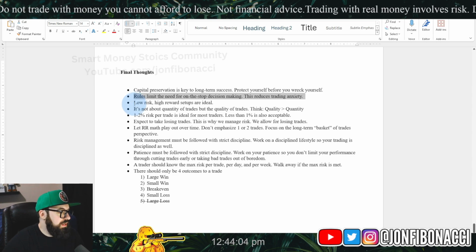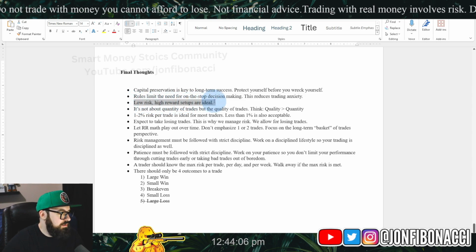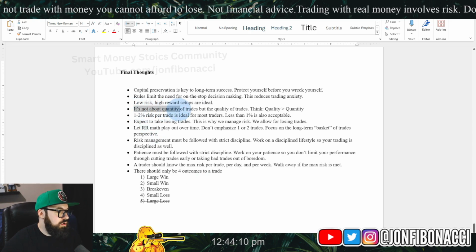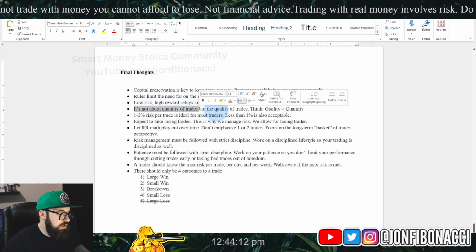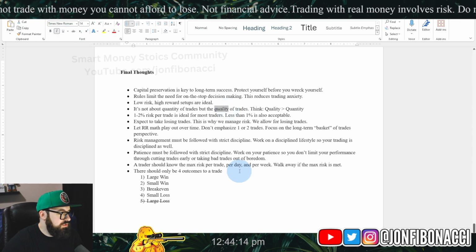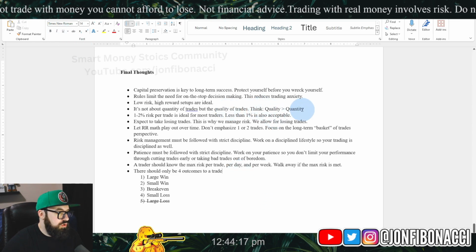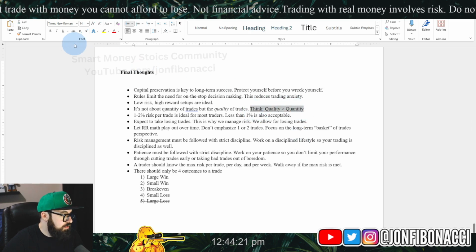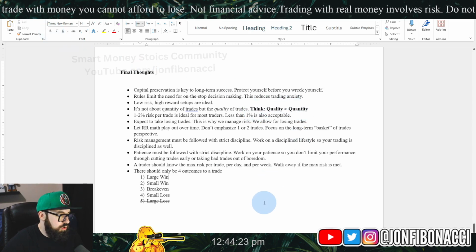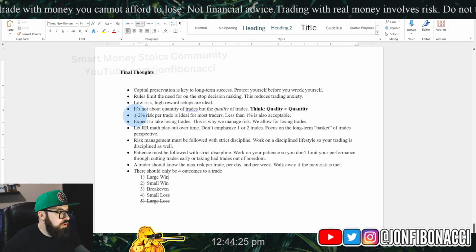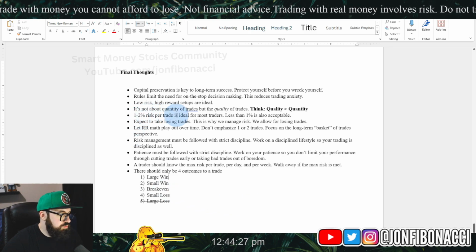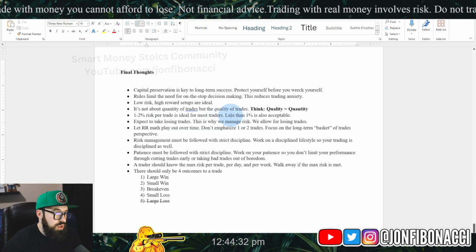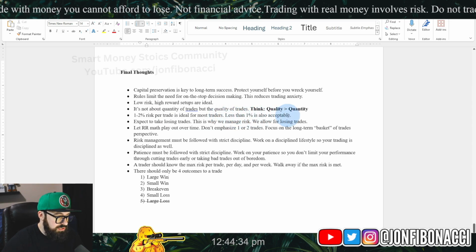What we're looking for is low-risk, high-reward setups, okay? It's not about quantity of trades, but the quality of trades. Think quality over quantity. 1% to 2% risk per trade is ideal for most traders. Like I said earlier, less than 1% is also acceptable.